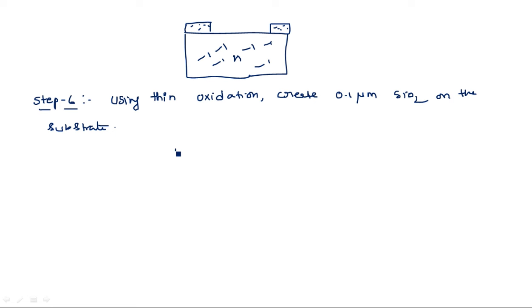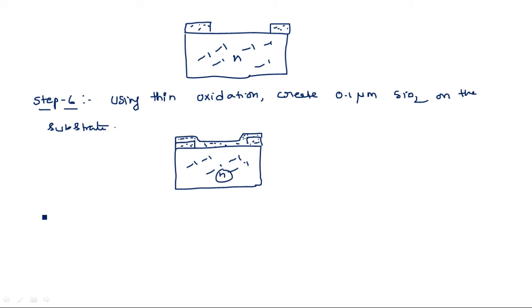So again, do the same process. That's why when I was explaining the steps in the manufacturing of this MOS transistor, oxidation and photolithography will come multiple times. This is the original structure. Now we have deposited this 1 micrometer oxide. This is the n-type substrate.